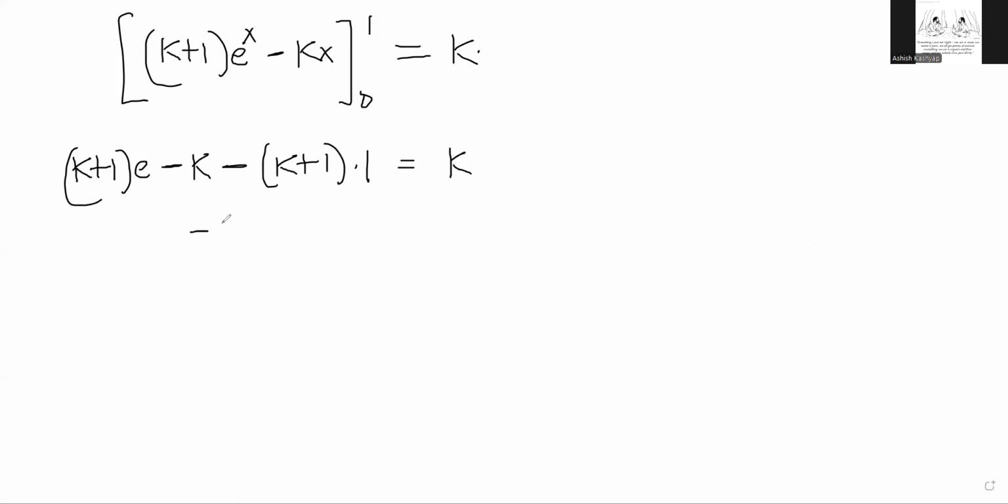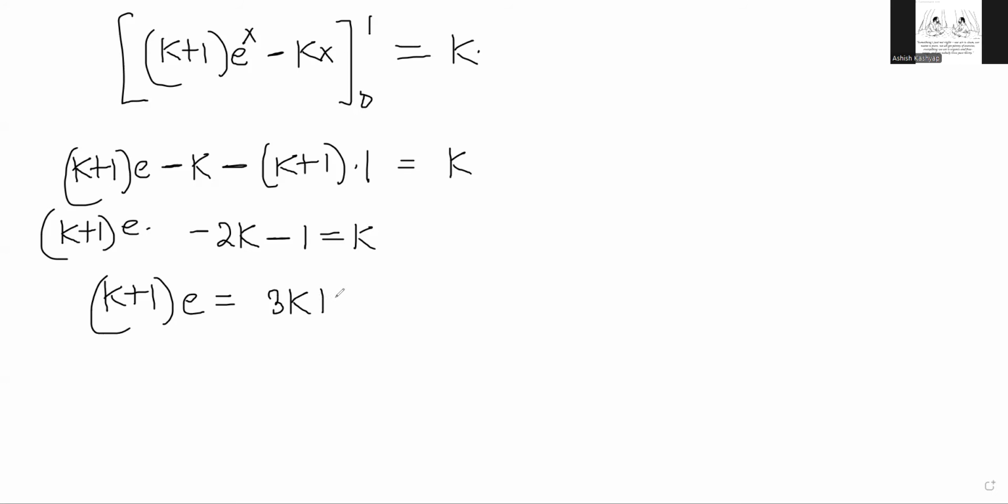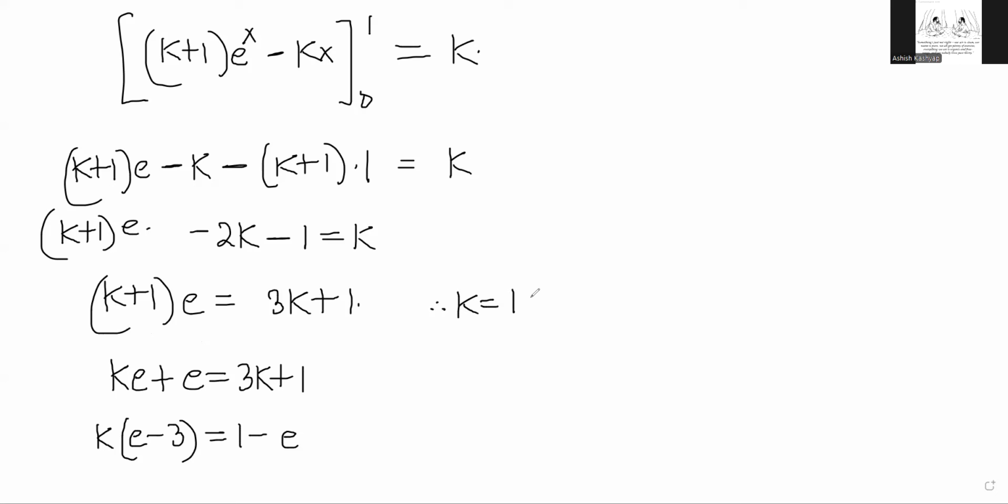So we have this is minus 2k minus 1 is equal to k, and this is k plus 1 into e. So you're getting k plus 1 into e is equal to 3k plus 1. So if we want to find the value of k, what I will do is solve for k. So I will get k e plus e is equal to 3k plus 1. So k common, e minus 3 is equal to 1 minus e. And therefore k is coming out to be 1 minus e by 1 minus e minus 3. And notice that both of these are negative. So it can be written as e minus 1 by 3 minus e. That is my k value, right?